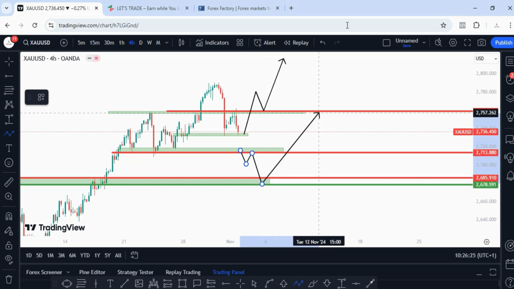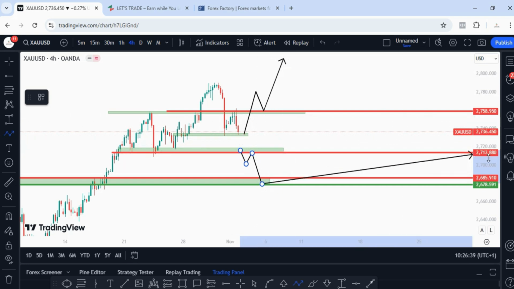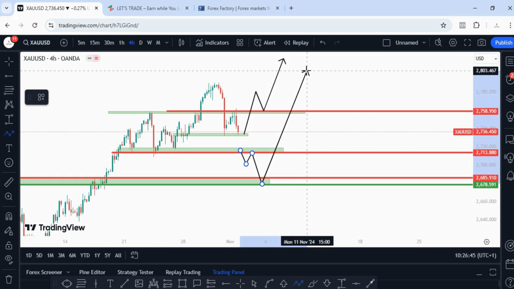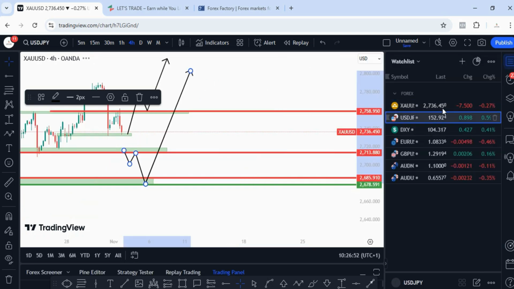I think from this zone, I'll be expecting a continuous bullish move. I'm expecting a continuous bullish move either from this 2685.910 area, or when price continues lower into the 2713.880 area, price may just continue bullish, because at some point within the month I'm still expecting a bullish growth. So what we are just experiencing right now is just a mere pullback. So that is my view on gold.